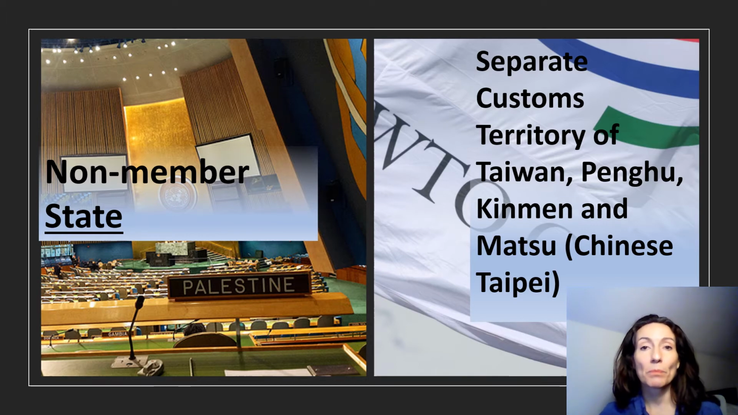Therefore, in principle, recognition is always a unilateral act of states. In practice, international organizations are recognizing de facto disputed states, and this can have important implications in reinforcing or weakening their statehood claims.